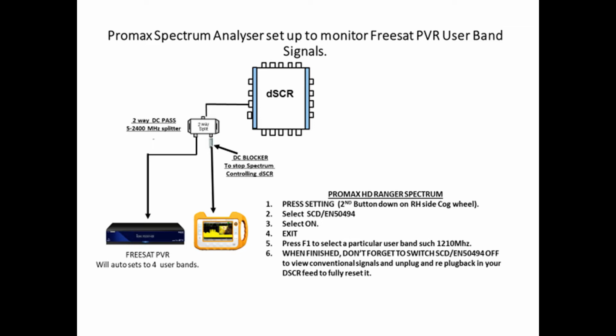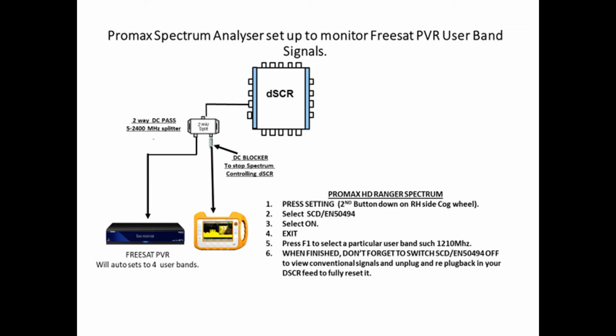Then if you go into F1, you can select the different user bands for that particular standard. You would notice probably that it's got a different set of frequencies, such as 1210, 1420, 1680, 2040 as a set of 4, because the Freesat PVR will always have 4 user bands switched on, and it's a good way of identifying that basically you've got a Freesat box connected to it.